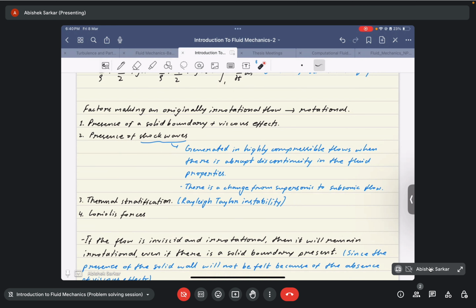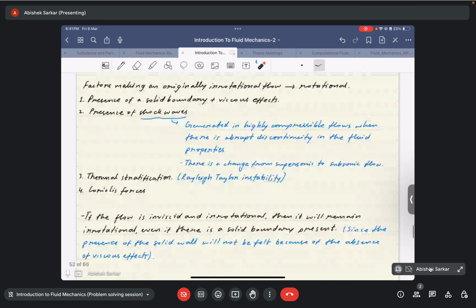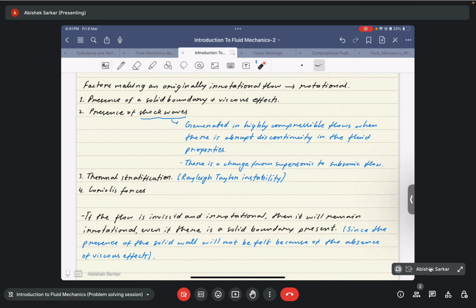Okay, then presence of shock waves. Okay, then thermal stratification and Coriolis forces. Okay, and these things I won't revisit again. You can just go to the lectures. Professor Chakraborty has described each and every one of these factors in a very detailed manner. So I hope that would be the better source for you to take notes or understand the concepts behind how the vorticity is generated because of the presence of walls or shock waves or thermal stratification or Coriolis forces.